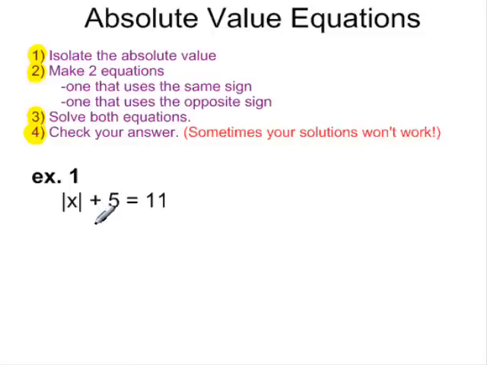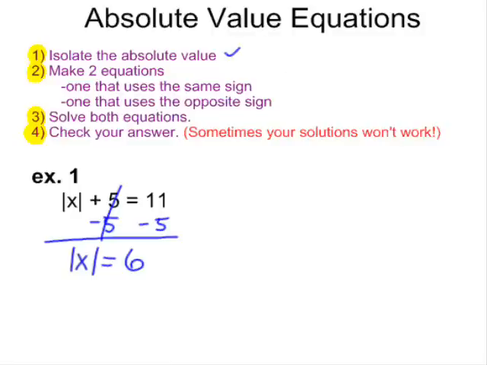Example number 1, we're having to get the absolute value by itself first. So we're going to move this 5 by subtracting it. And we'll cross that out there and get absolute value of x is equal to 6. So that takes care of step 1. Now we're on to step 2. We have to make two equations.